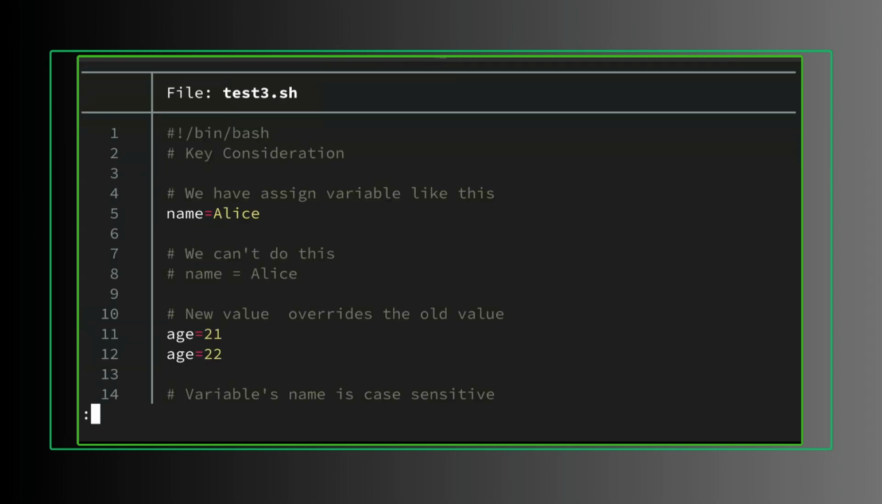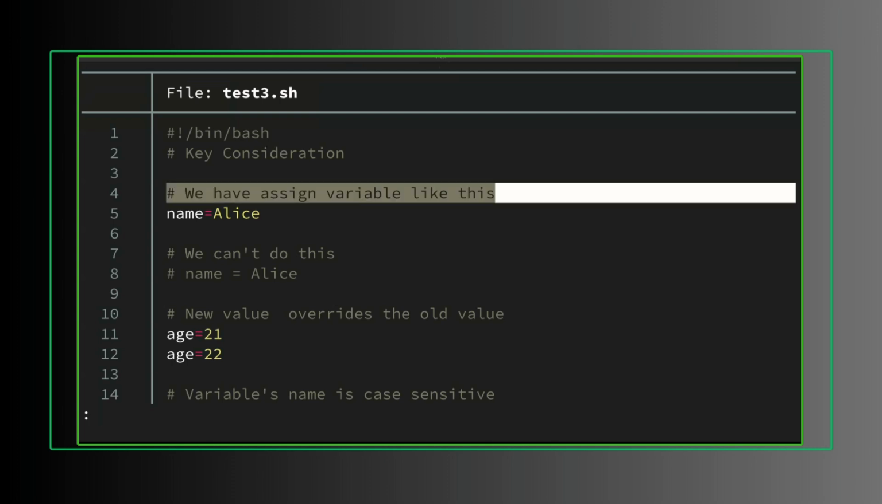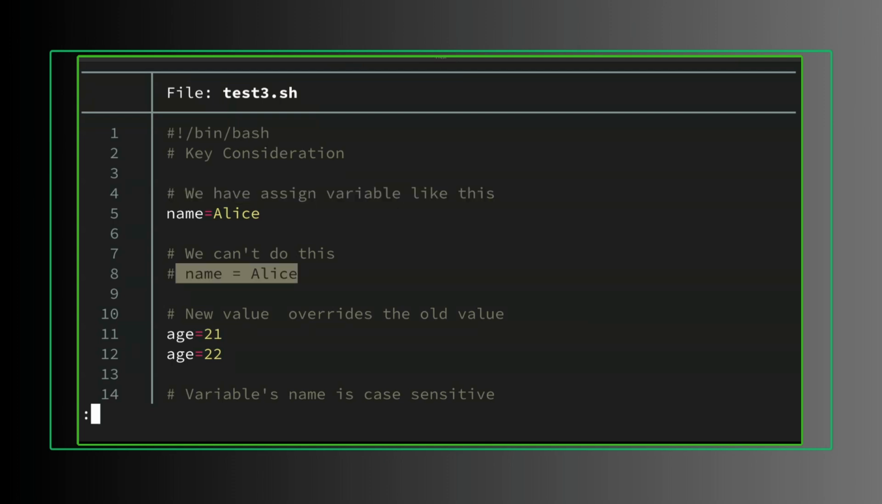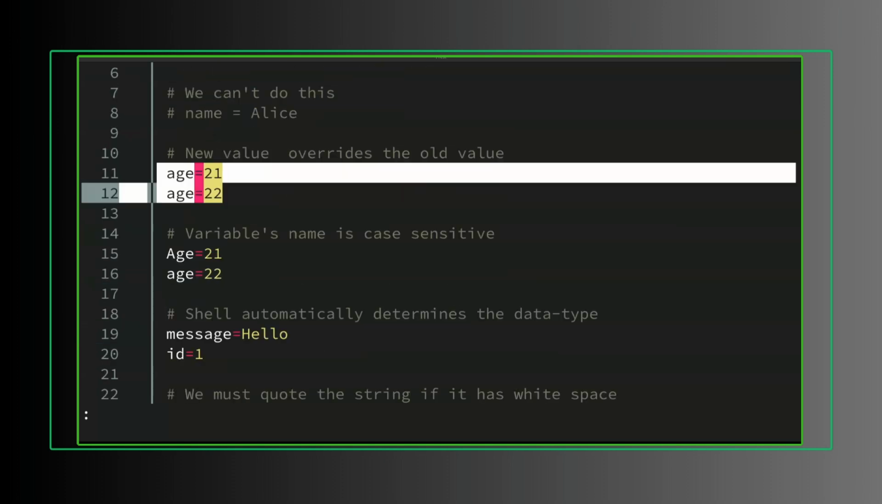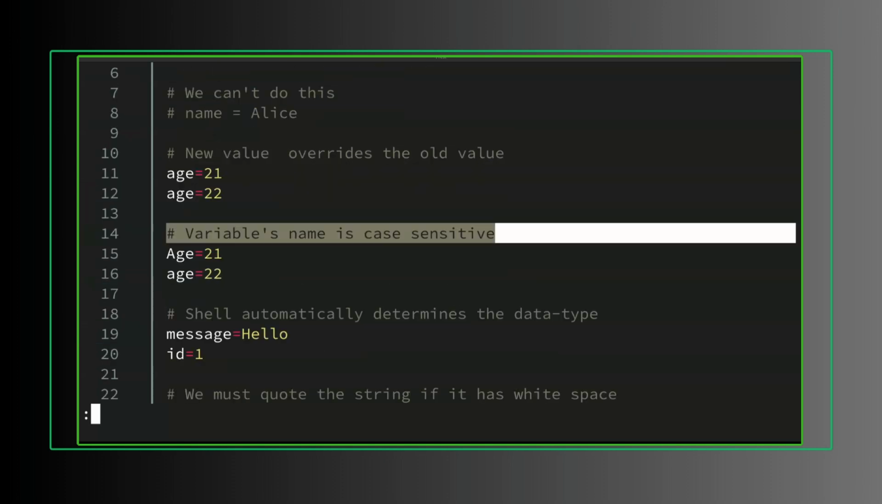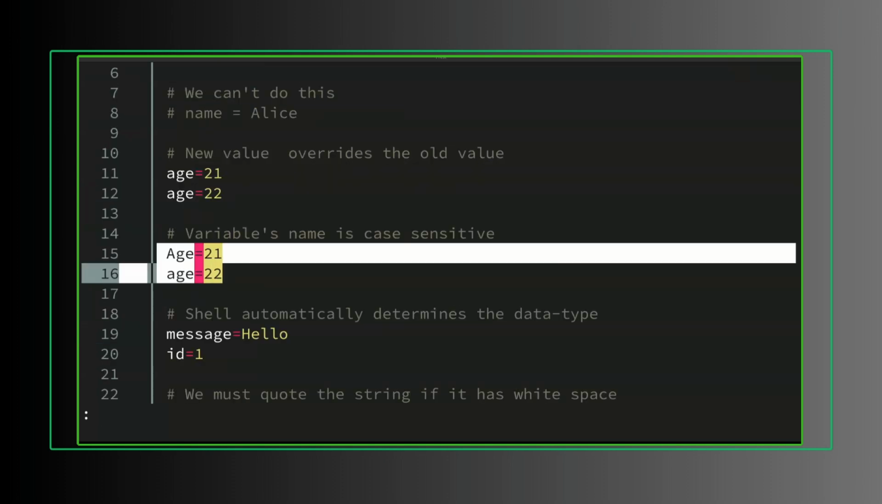Let's look into some considerations to use variables. We have to assign a variable like this. This is illegal. We cannot have a space like this. When we use the same variable name again, the new value overrides the old value. Variable names are case sensitive. These two variables are different.